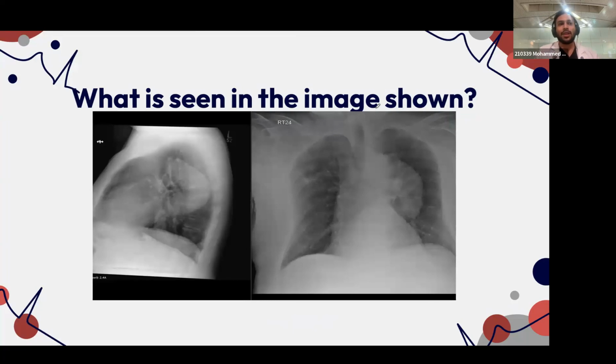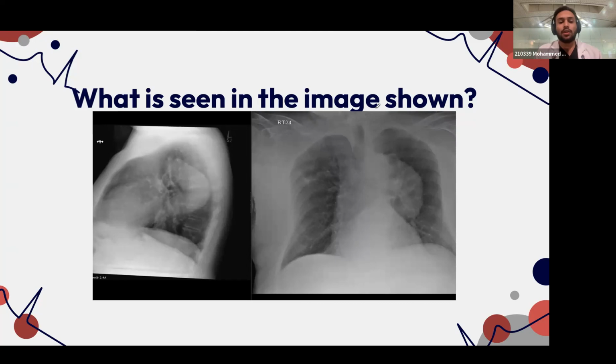What if I say it's the Bakey type 1? All of it. Good. What if I say it's, for example, the Bakey type 3, Stanford type B? Descending only. Excellent. Good. Perfect. Is that clear for you all?